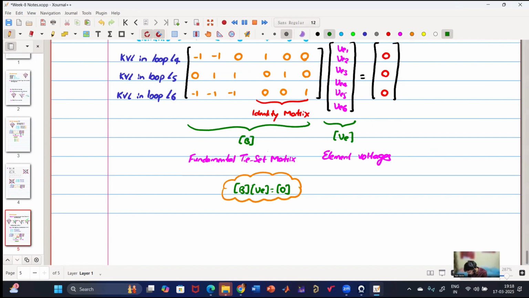So now what will be the size of B? Because if you see, the number of rows in B is nothing but the number of fundamental loops. And the number of fundamental loops is equal to the number of links. So the number of rows is nothing but the number of links, and the number of columns is E. Similarly, VE has how many rows? Equivalent to the number of elements, and one column. So now if you ask what will be the size of the 0 matrix? It will be L cross 1. This part is clear or any confusion?